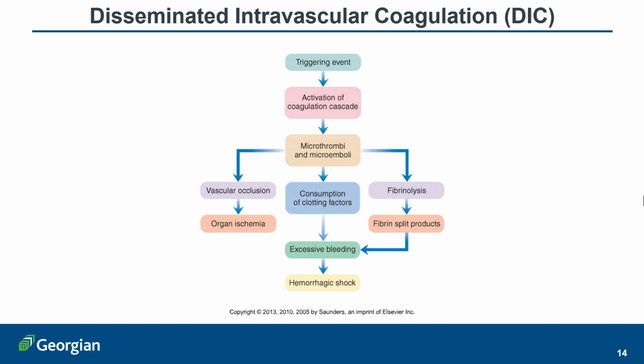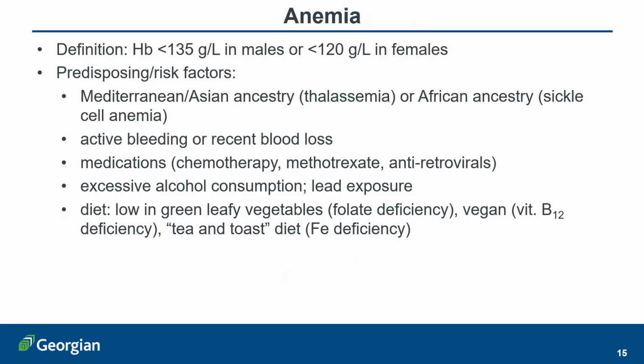That concludes the various bleeding disorders, so please focus on hemophilia A as well as B and DIC. We're now going to move on to discuss anemia. The definition of anemia is a hemoglobin concentration of less than 135 grams per liter in males or less than 120 grams per liter in females.